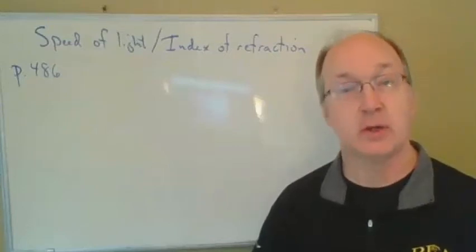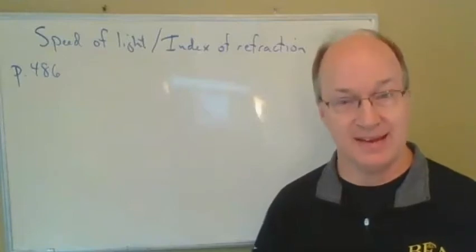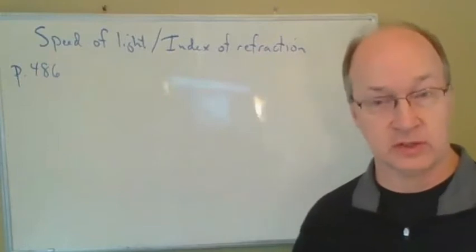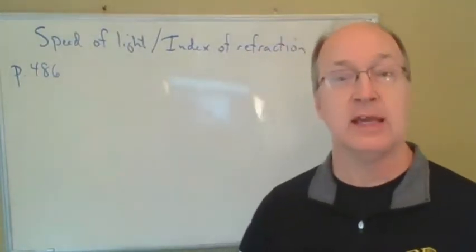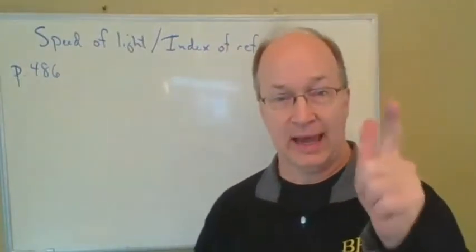Hi, everybody. So last week we started talking about the refraction or bending of light. And we talked about the circumstances under which this occurs. Light has to enter a new medium so that it changes speeds at an angle. Those are the two things that have to happen: enter a new medium at an angle.